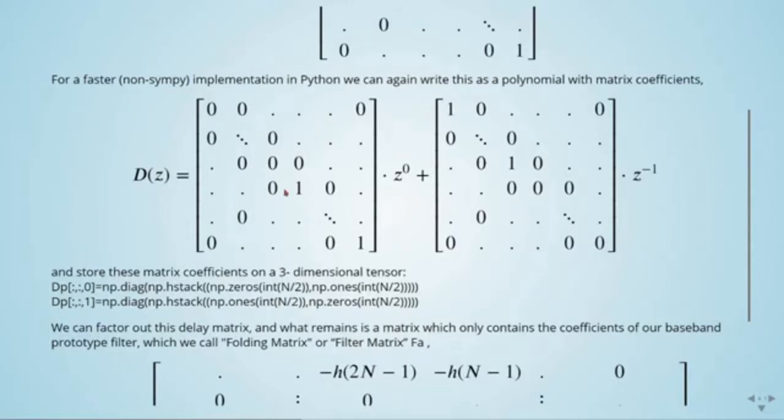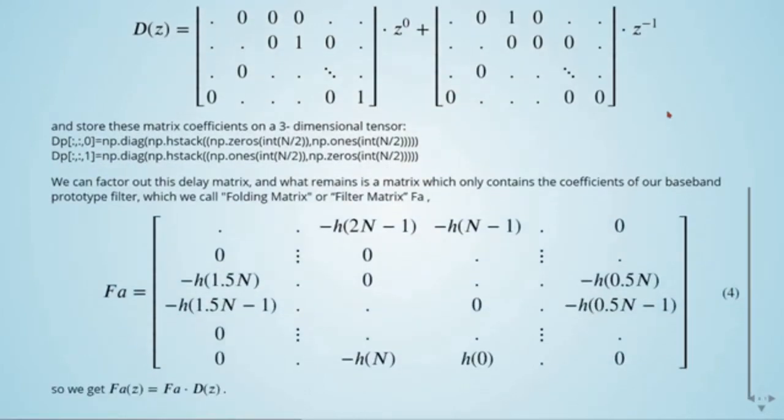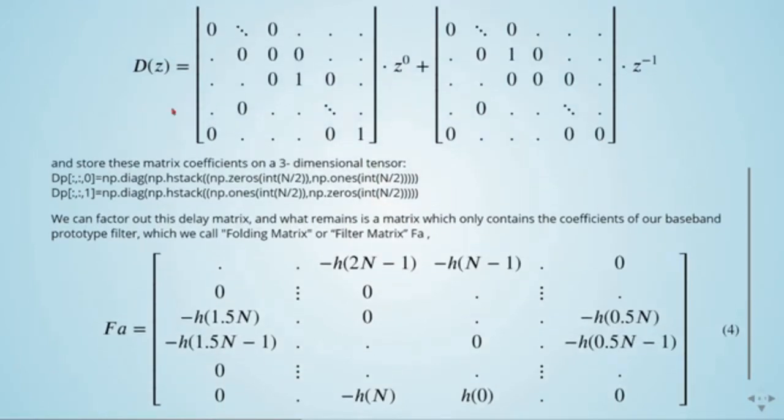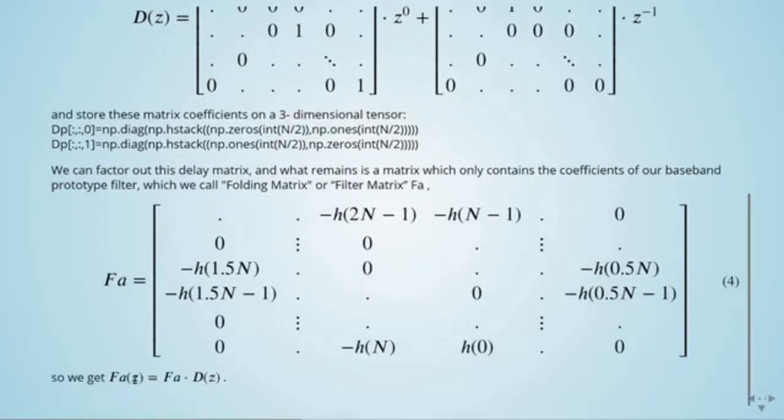So we will store these matrix coefficients in a three-dimensional tensor, one tensor for Z to the power of 0 and one for Z to the power of minus 1. We can factor out this delay matrix, and what remains is a matrix which only contains the coefficients of our baseband prototype filter, which we'll call the folding matrix or the filter matrix FA. It's given here by equation 4. And so we get that FA of Z is equal to FA times D of Z. So this is the FA, this is the D of Z, and when we multiply them, we get this FA of Z.